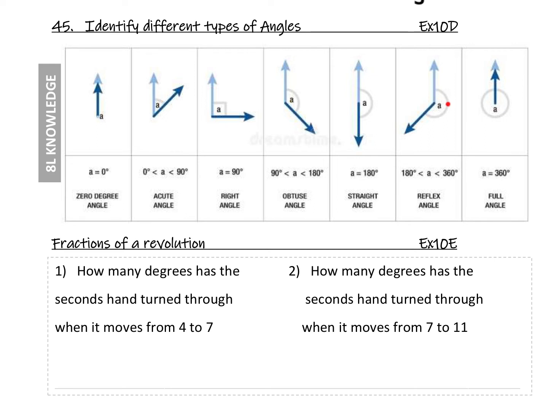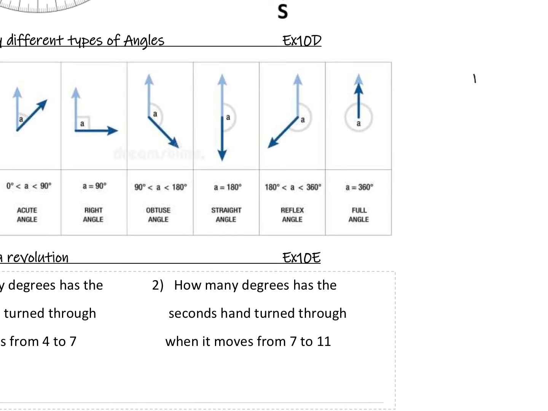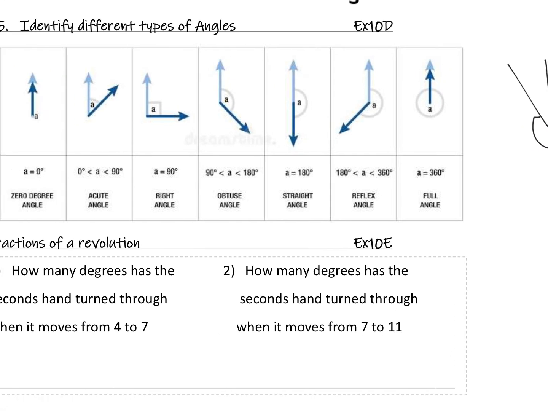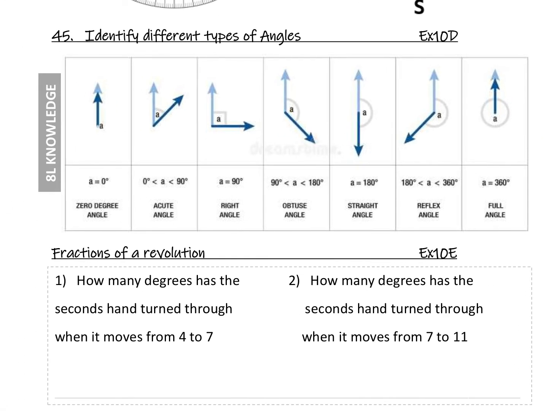Bigger than 180, but less than 360, is a reflex angle. A reflex angle could also look like this, as long as it's bigger than 180, but less than 360. And then a full turn is 360 degrees. You get back to where you started.